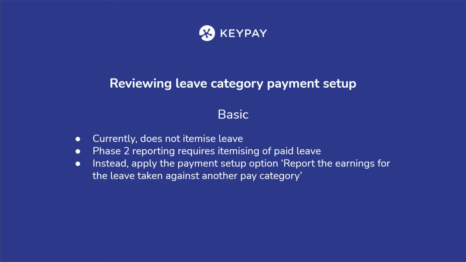Phase 2 reporting requires all paid leave earnings be itemized against the specific leave-related payment classifications, and the basic option does not do this. As a result, it's essential that users change the payment setup configuration for any affected leave categories using this option to instead apply the payment setup option called Report the earnings for the leave taken against another pay category.